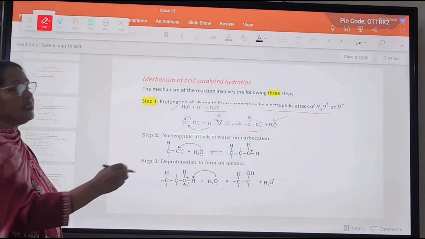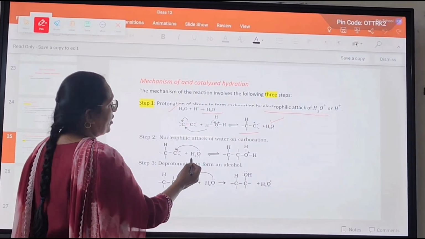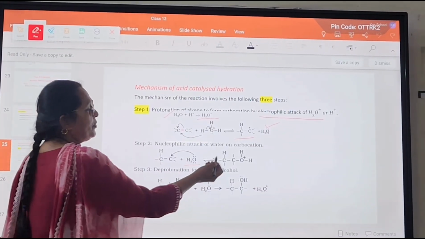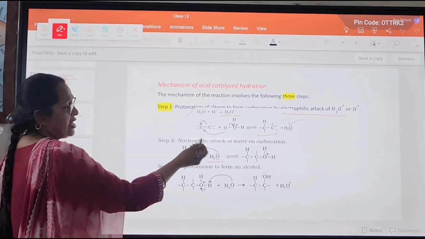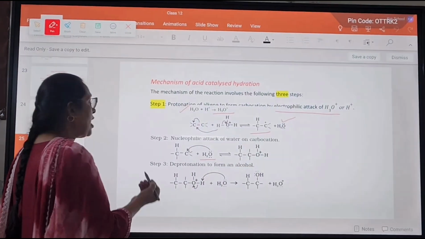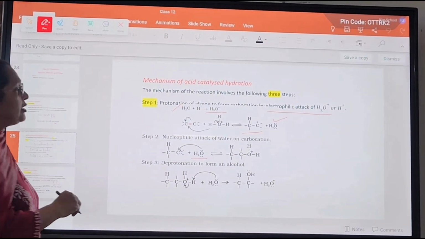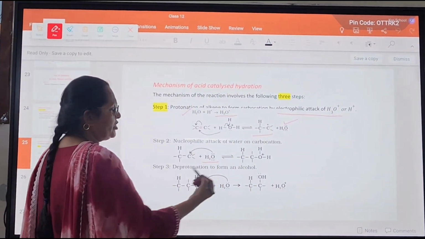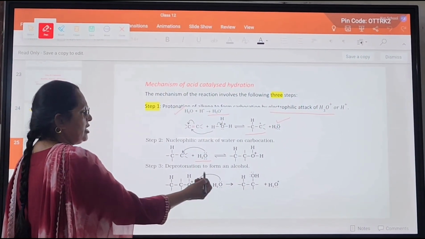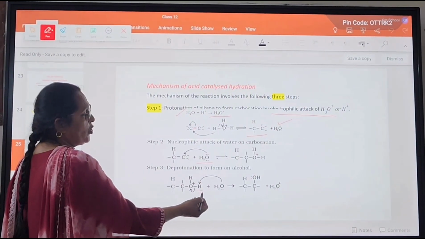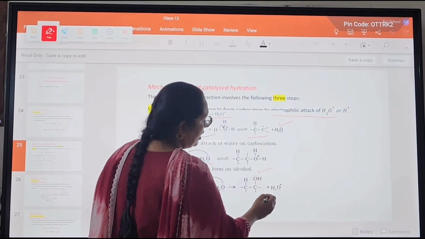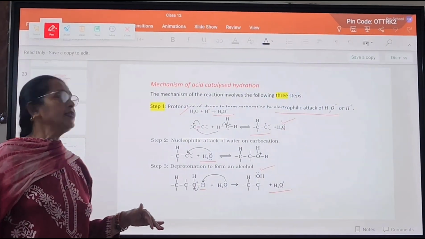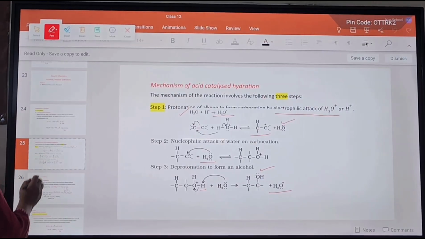For the second step, this water molecule acts as a nucleophile since it has a lone pair of electrons, and it attacks the carbocation. We will get this compound, and in the third step the deprotonation takes place. So the water takes this one H+ or proton and we will get the alcohol and the hydronium ion back. In this way the mechanism takes place in three different steps.